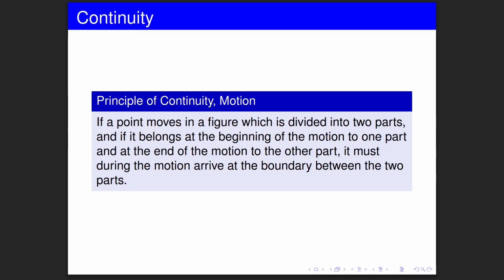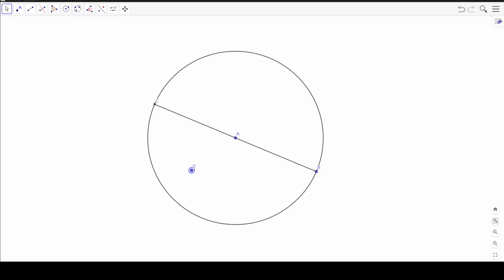We can also express this principle using the motion of a point. So if a point moves in a figure which is divided into two parts, and if it belongs at the beginning of the motion to one part and at the end of the motion to the other part, it must during the motion arrive at the boundary between the two parts. So this is similar to what we talked about in the previous video, where we can think of a line as the path that a point takes as it moves through the plane. If we imagine a point D starting in one of our two semicircles, there is no way for it to get over to the other semicircle without at some point crossing that boundary.